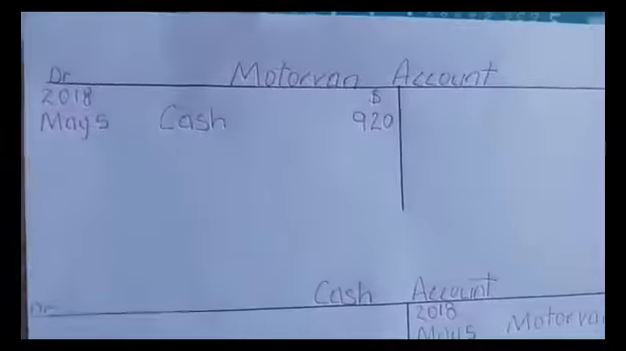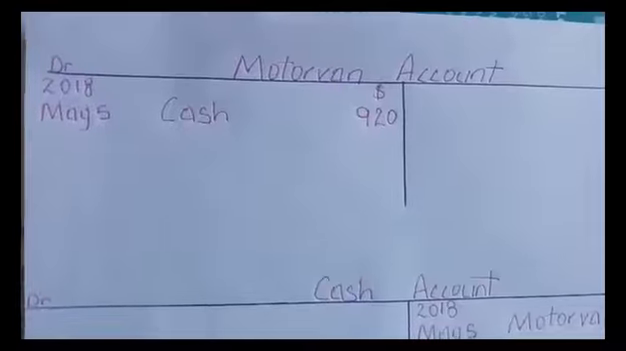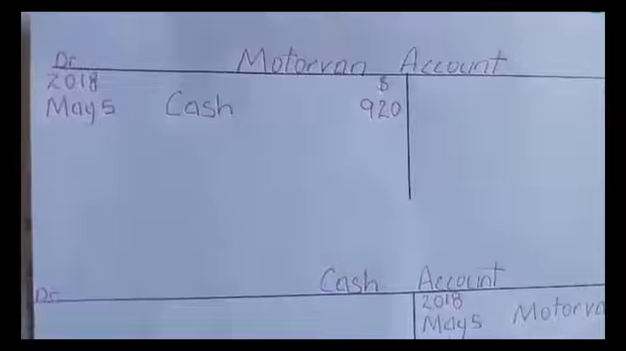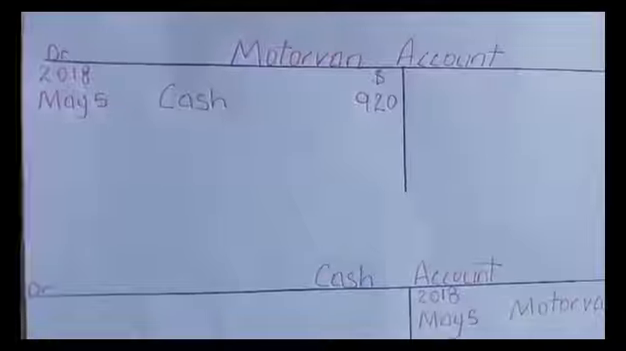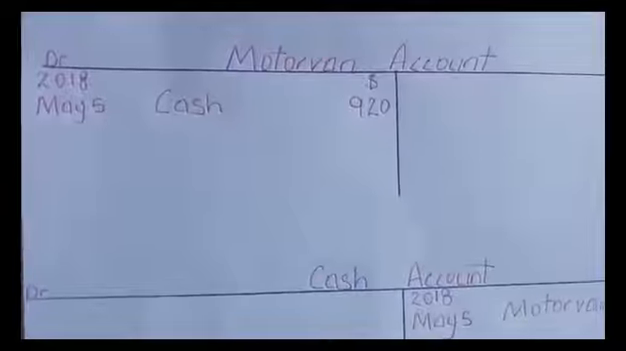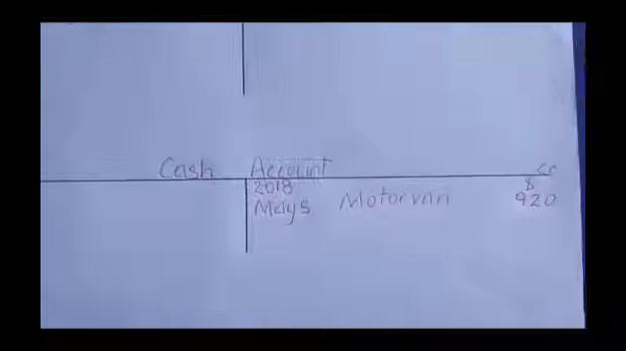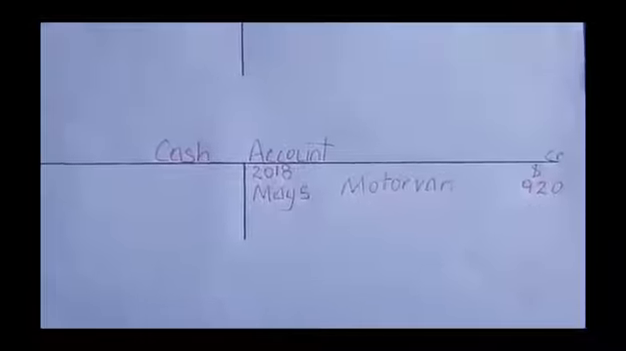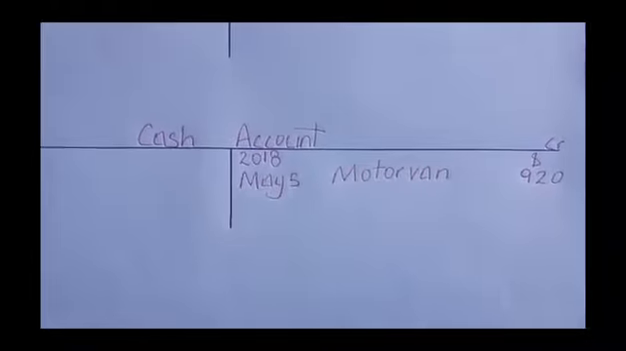So under the first T account, motor van, it has a debit entry. And this is to show that motor van was increasing in the business, and this was as a result of cash being used to buy these. And under the cash account, this is showing that the cash in the business is decreasing. So cash in the business is going down, and this is as a result of cash being used to purchase or to buy motor van in the business.